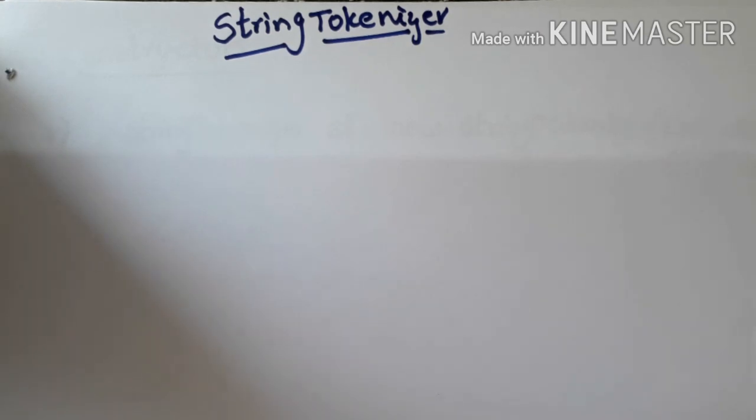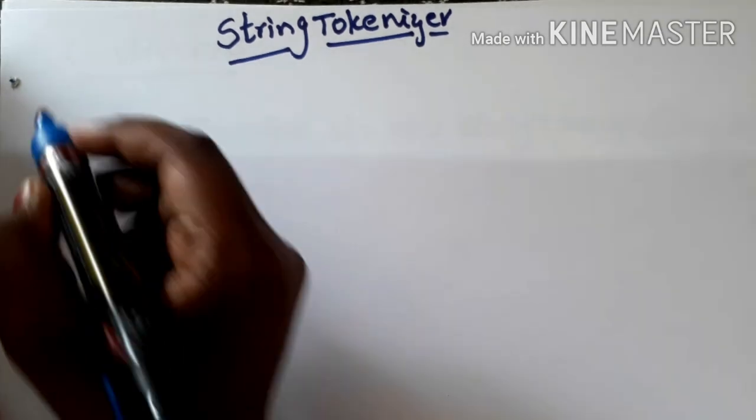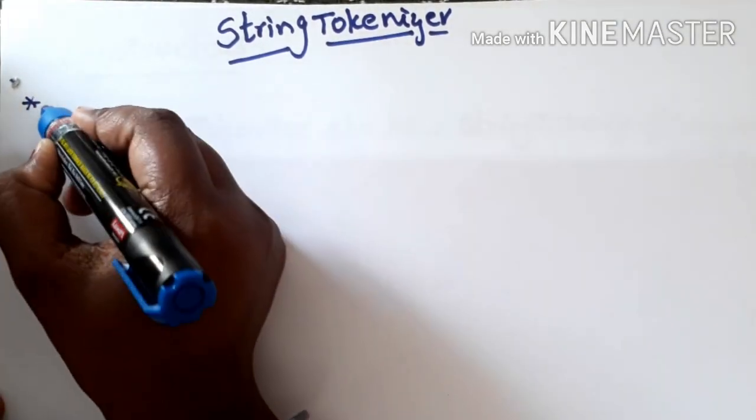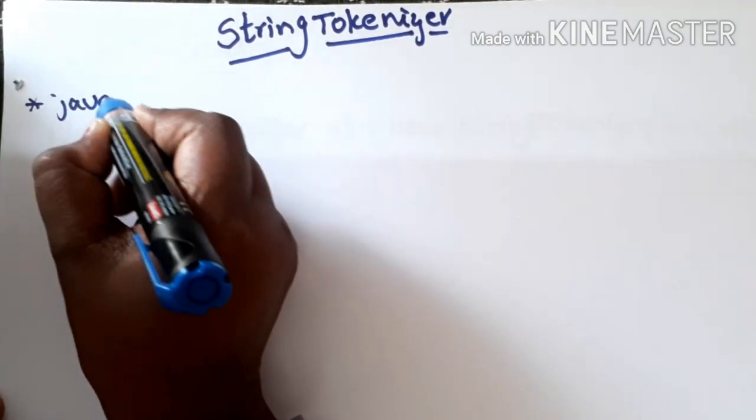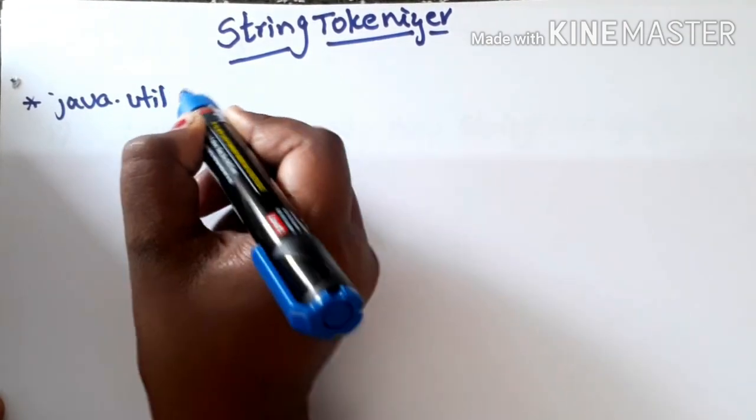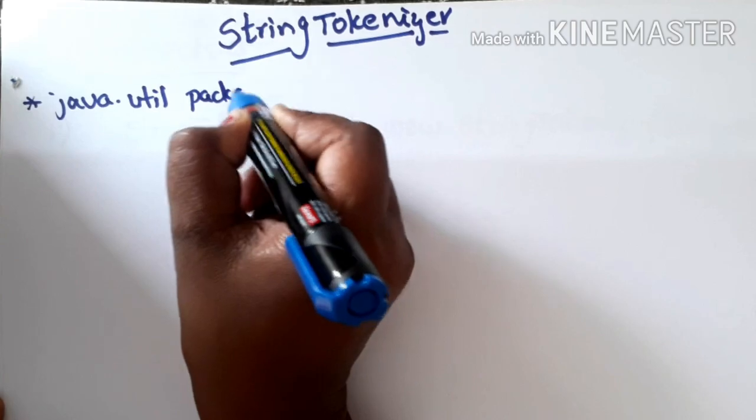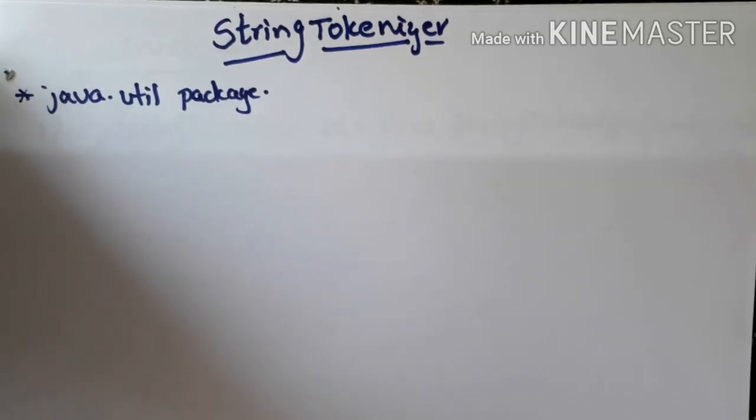So what is the StringTokenizer class? The StringTokenizer class is a class which is available in the java.util package. What is the purpose of this StringTokenizer class? This StringTokenizer class is used to split a string into tokens.